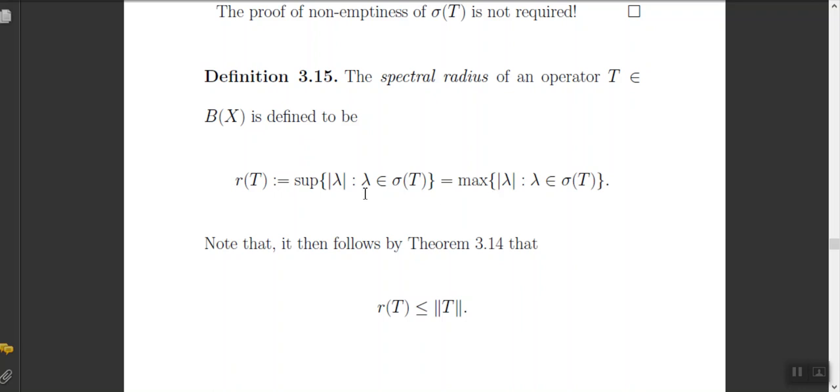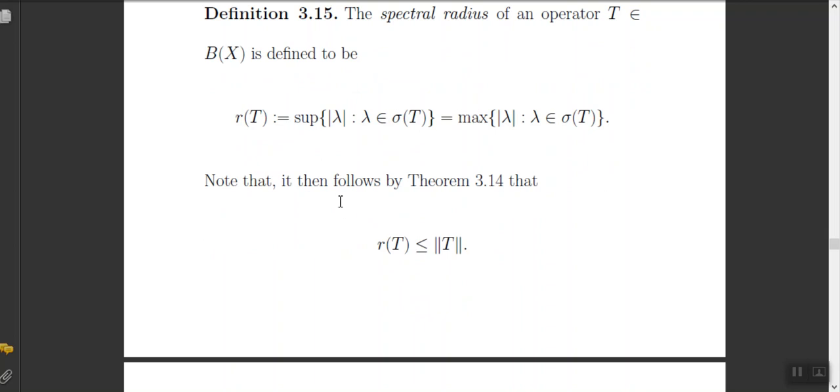Yes. And then what we have. Okay. Let me repeat one more time. Since the spectrum is compact, the set of the absolute value of lambda is also compact, so it is closed. When you say the supremum is a limit point, since this set is closed, it contains every limit point. So it contains the supremum. That's why the supremum becomes a maximum.